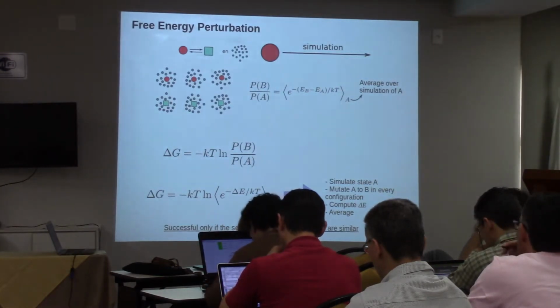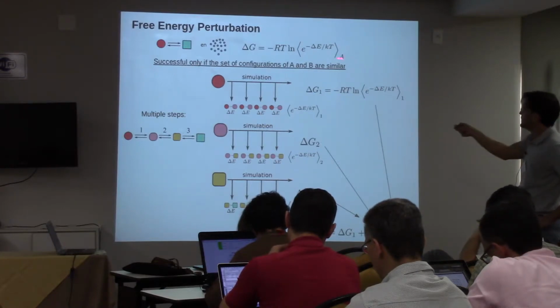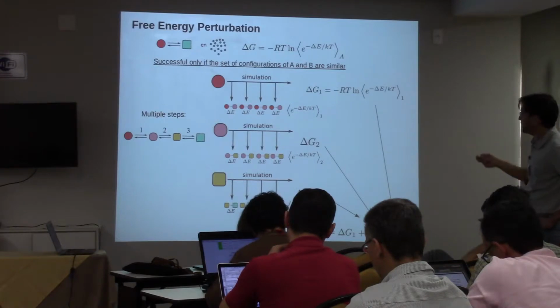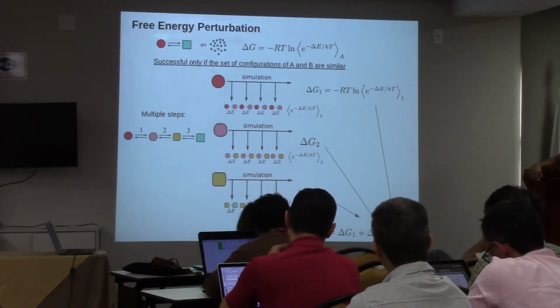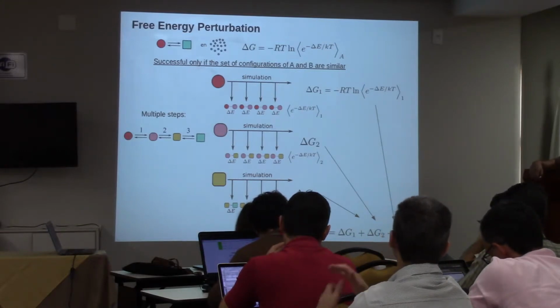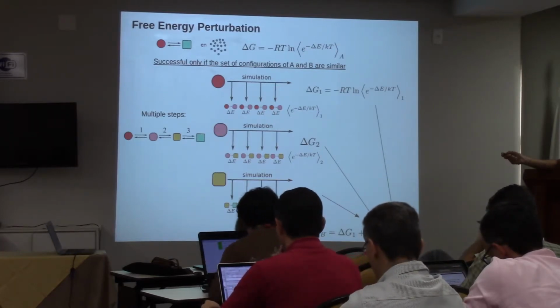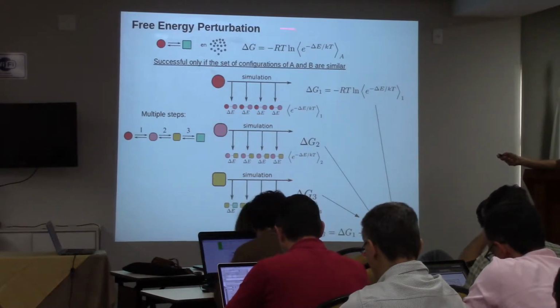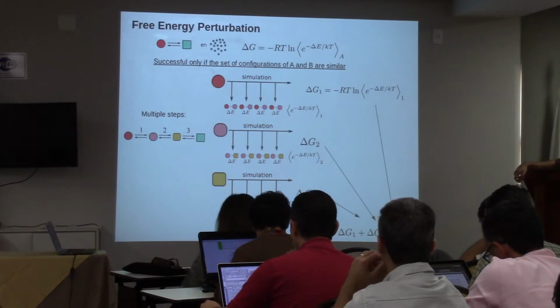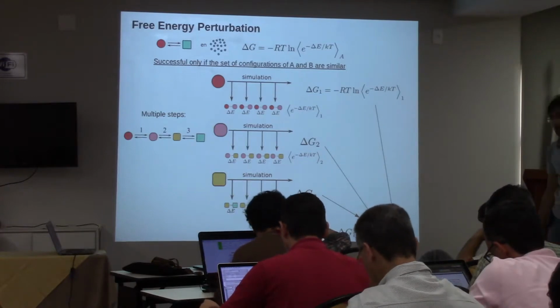So what we do in practice, in free energy perturbation, since this formula is only valid if the sets of configurations of A and B are similar, is perform the transformation by steps instead of at once. Each step is small enough that the approximation made when computing this formula can be considered correct in every one of these small transformations leading my initial state to my final state.